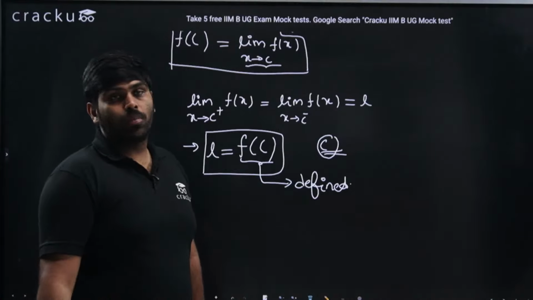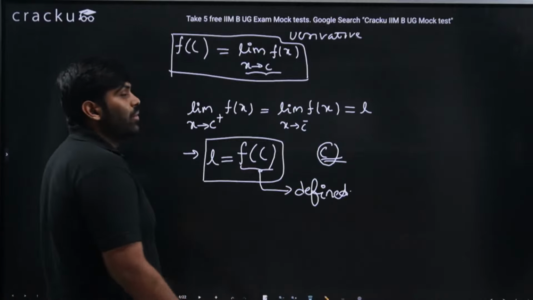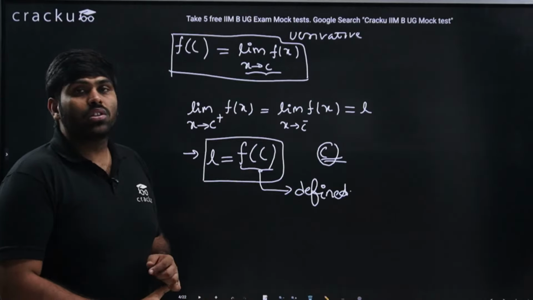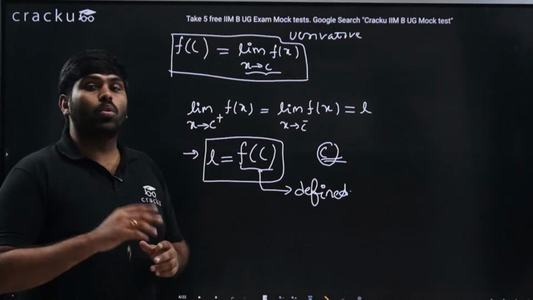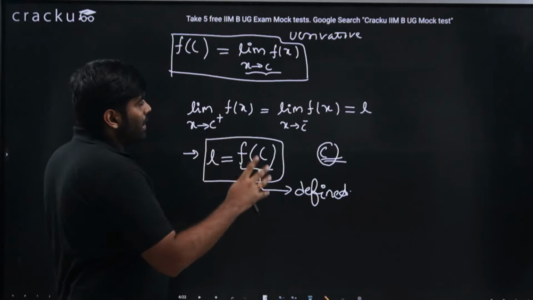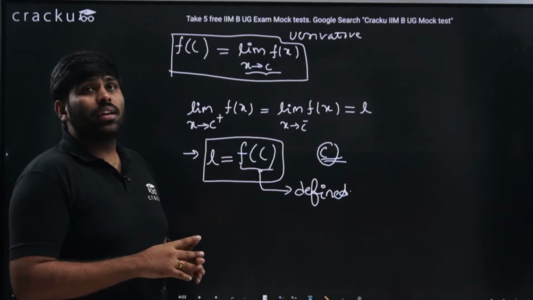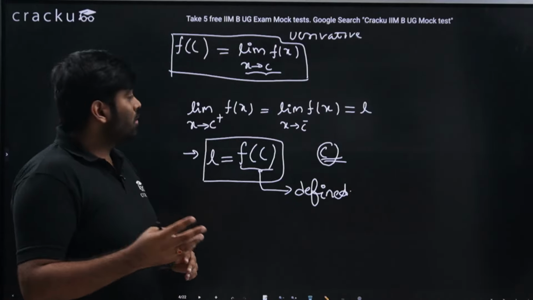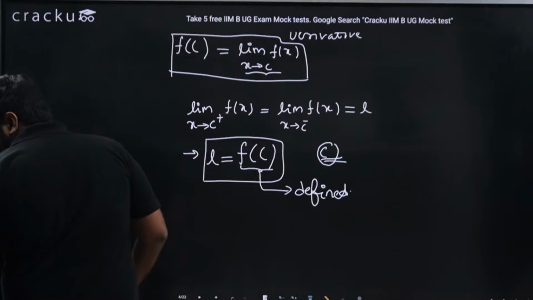I will show examples where a graph is discontinuous, but still the left hand limit and right hand limit are equal. And I can also show you a point where the left hand limit and right hand limit are unequal. So we will go through those.